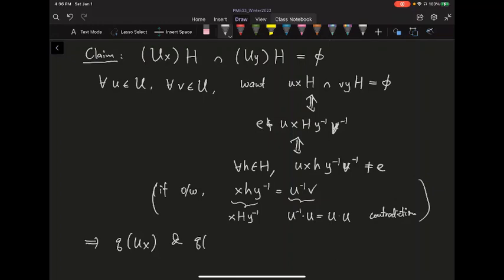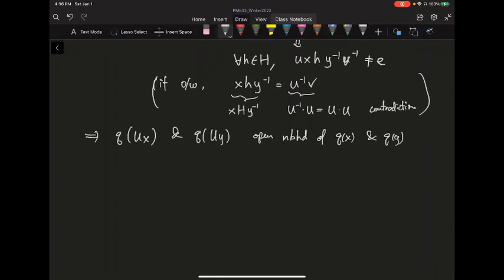And this Q of U and Q of V, they're both open neighborhoods of Q of X and Q of Y respectively, and they are certainly disjoint from each other, so I have this as Hausdorff. Okay, the next thing is fairly simple.